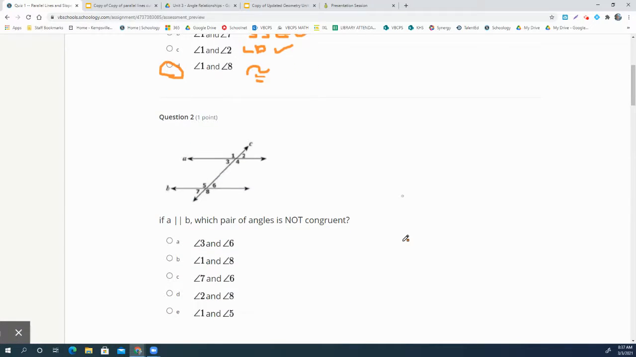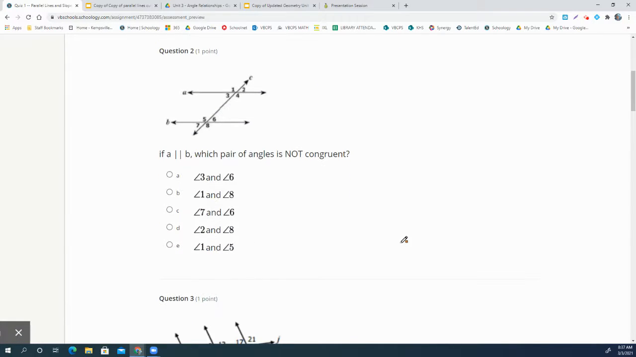Okay. I'm going through these to give you an example of how to think through them. Which pair is not congruent? Take a second, look at them. See if you can figure out which ones are not congruent.